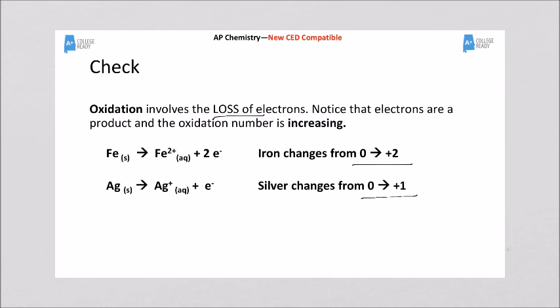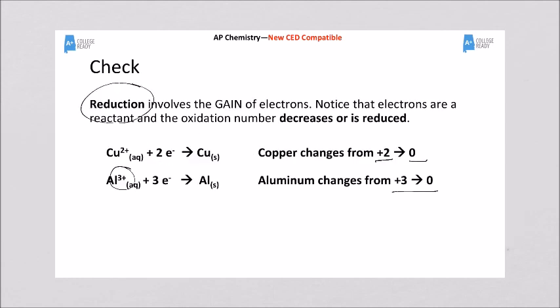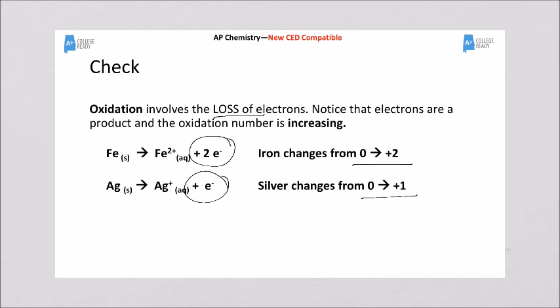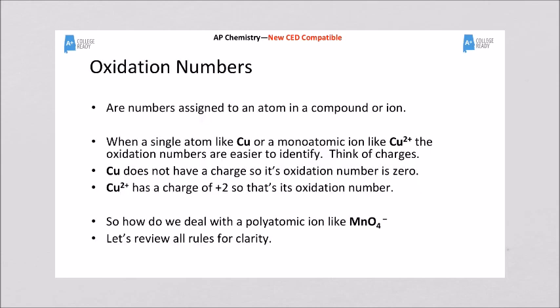So sometimes that's the easiest way to keep oxidation reduction straight, is what's happening to these values. Is it being reduced, which is reduction, or is it increasing, which is oxidation? And the other thing I want to point out is loss of electrons. We should see electrons on the product side for oxidation, and for reduction, it's gaining electrons, and they should be a reactant. So just a couple reminders as to how to keep these straight.